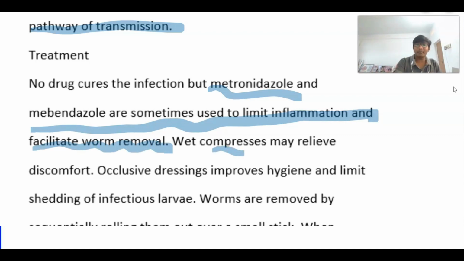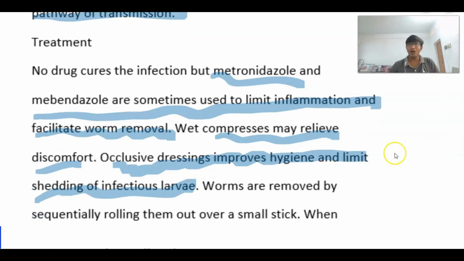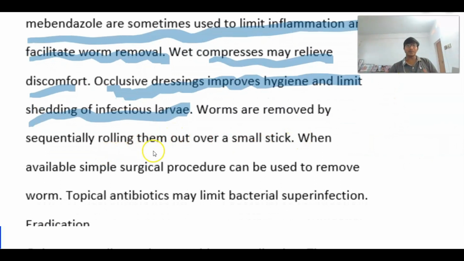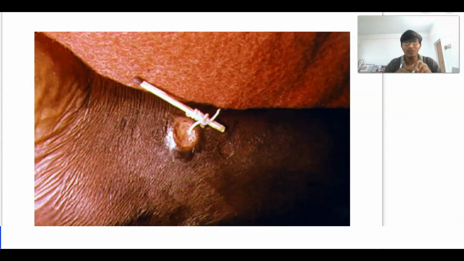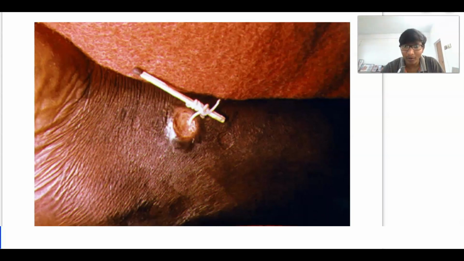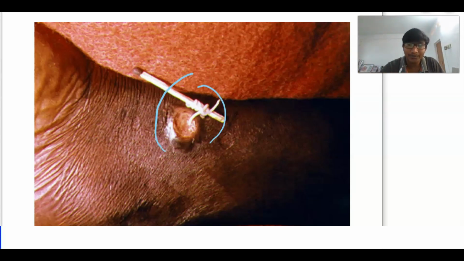Here wet compress may relieve discomfort, and the occlusive dressings improve the hygiene and limit the shedding of infectious larvae. So worms are removed by sequentially rolling them out over a small stick. I will show you the image here of how to remove the worm. You can see here in the image, this is how the worm is being removed. The worm which came out was tied to a stick so it was not allowed to go inside again. They will tie it to a matchstick so that it does not go back inside. So this is the process of removing the worm in case of Dracunculiasis.